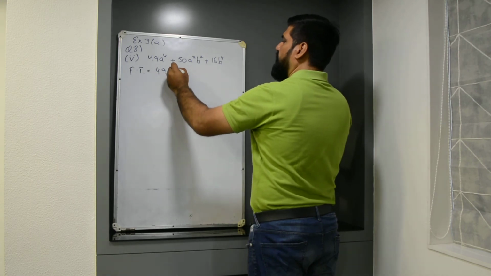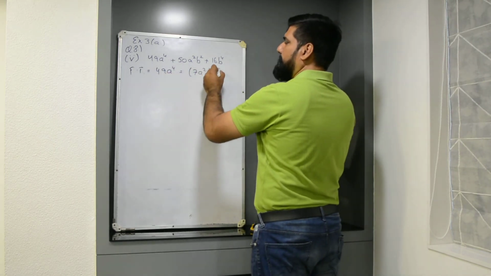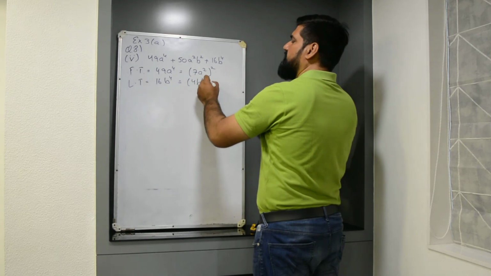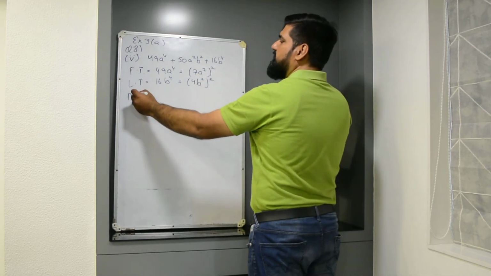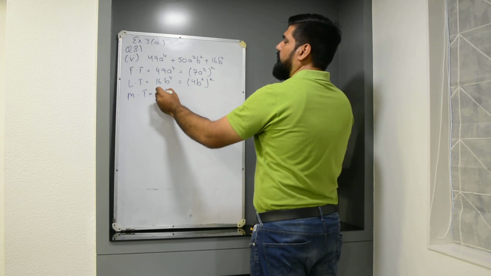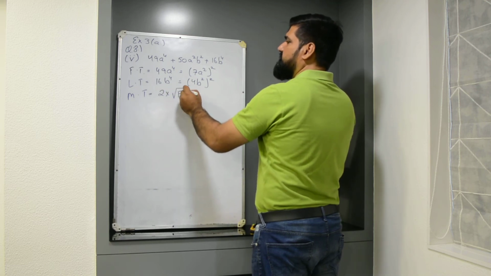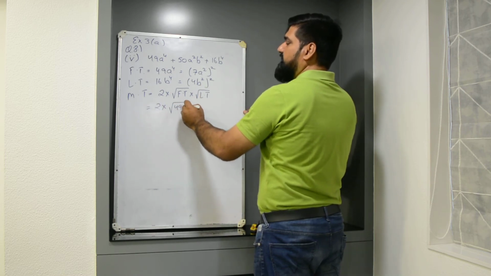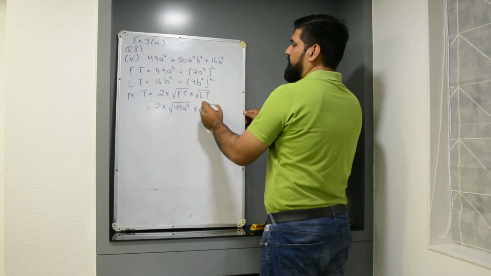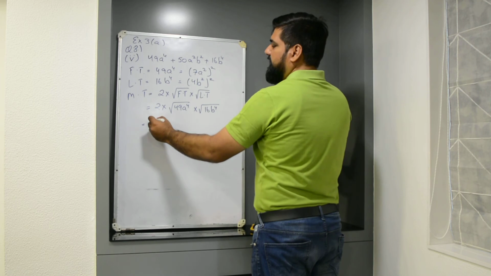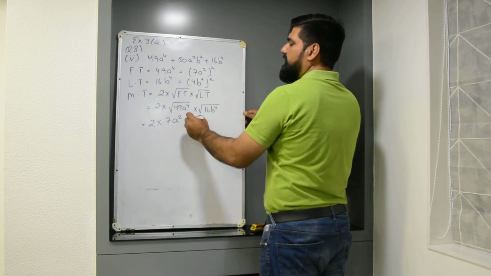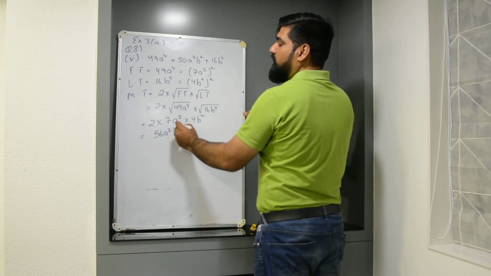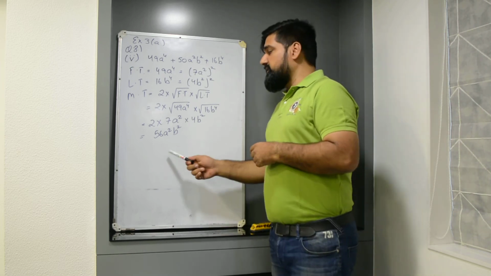Like first term is 49a^4, which is the perfect square of 7a^2. Last term is 16b^4, it is the perfect square of 4b^2. And the middle term should be equal to 2 into square root of first term into square root of last term. So it is 2 into square root of 49a^4 multiplied by square root of 16b^4. So we'll get 2 into 7a^2 into 4b^2, which is equal to 56a^2b^2. So the middle term should be equal to 56a^2b^2.